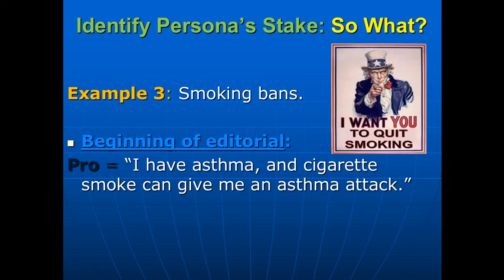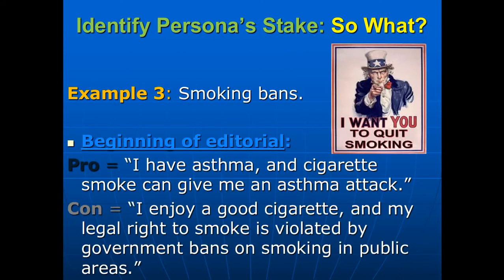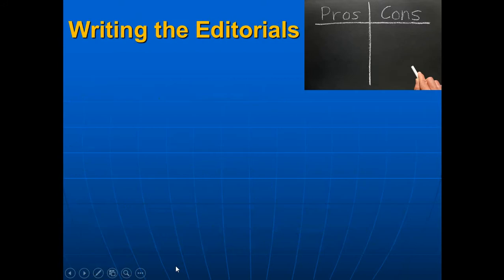I have asthma and cigarette smoke can give me an asthma attack, on the pro side. On the con side, I enjoy a good cigarette and my legal right to smoke is violated by government bans on smoking in public areas. All right, so hopefully you're seeing the pattern here by now. Identify your persona and then explain what do they have to gain or lose when it comes to this topic.